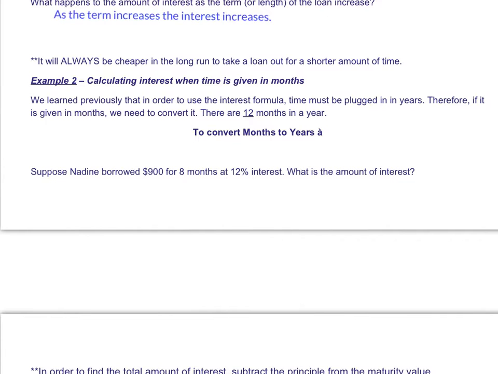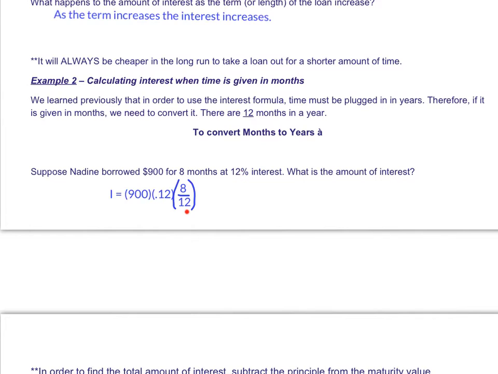Well, 8 out of the 12 is the fraction. That's how much time it is in a year. So you can really just leave it as 8 over 12, 8 out of the 12 months. As you can see here, I put the same idea: the interest, the principal amount, the 900, times the rate, the 12%. Since it was the same as above, I just rewrote the 0.12. We moved the decimal 2 places to the left. And the time is 8 out of the 12 months.